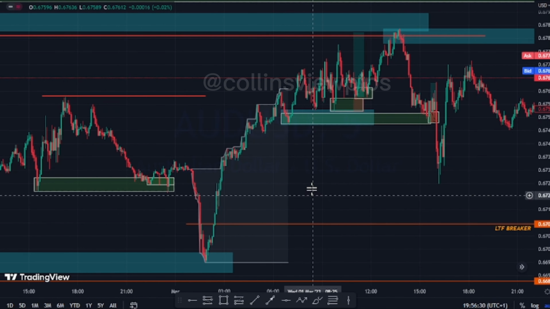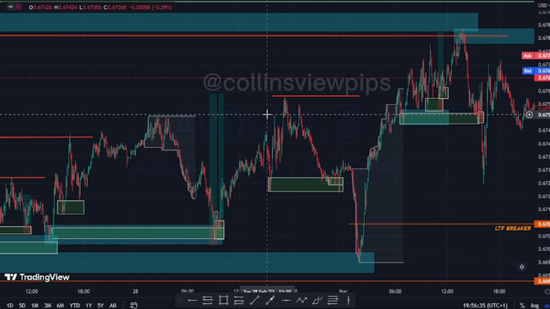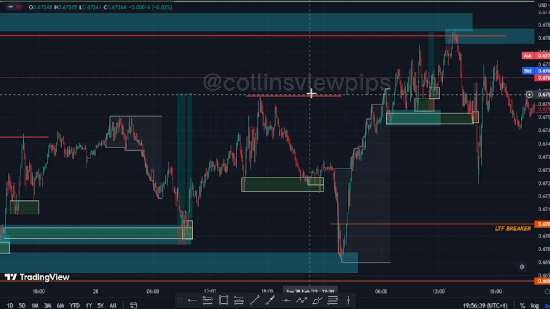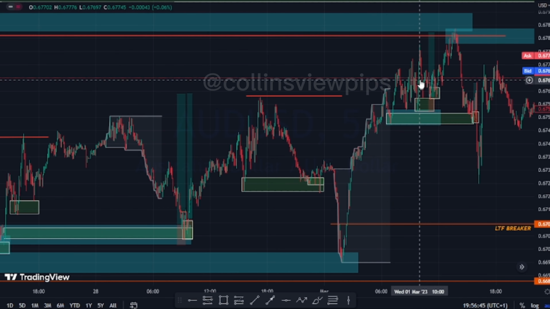So clearly, if you look at this, what do you see now? I believe this is the 5 minutes. Looking at this, what do you see? A break of structure coming from this. There was a reaction here. The market came back. The buys played out.